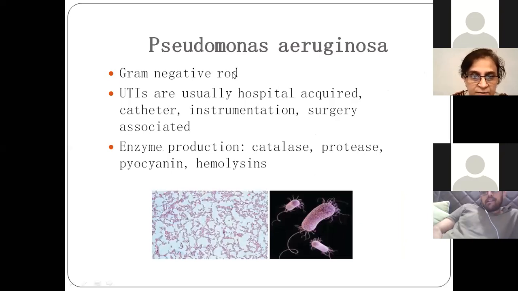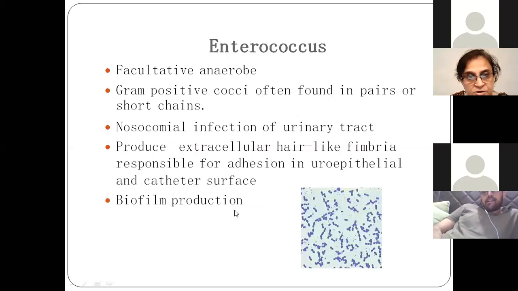Pseudomonas is also a gram-negative rod, not an Enterobacteriaceae, but it is gram-negative, and it is common in hospitalized patients, in hospital-acquired infection. I just told you that there can be hospital-acquired UTI. So Pseudomonas aeruginosa is one of the organisms causing hospital-acquired urinary tract infections.